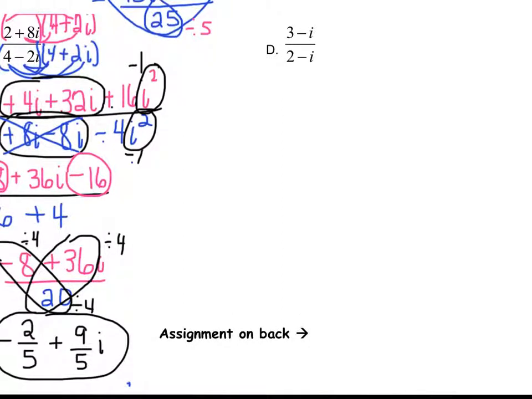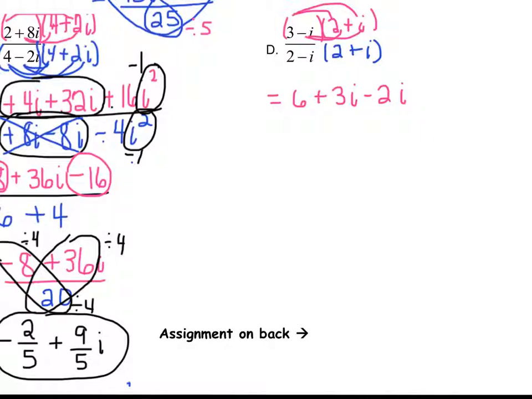Alright, last example. The complex conjugate of the bottom is 2 plus I. So we'll multiply on bottom in blue, and we will multiply by 2 plus I on top. So, on the top, we will get 3 times 2 is 6. 3 times I is 3I. Negative I times 2 is negative 2I. And negative I times I is negative I squared.